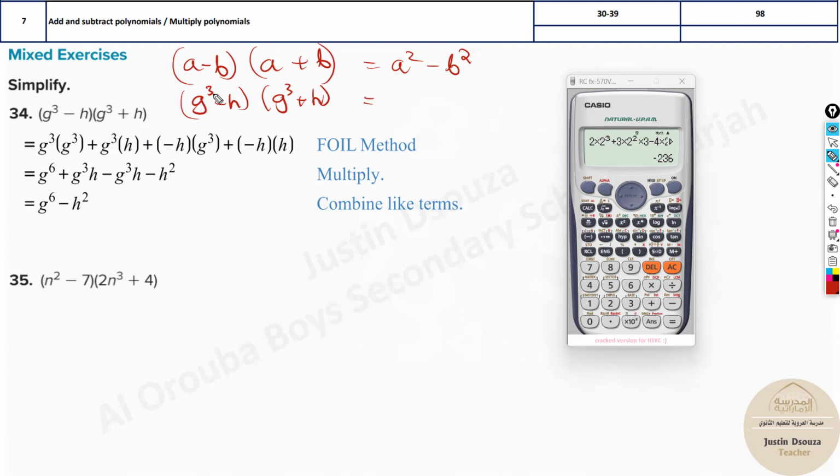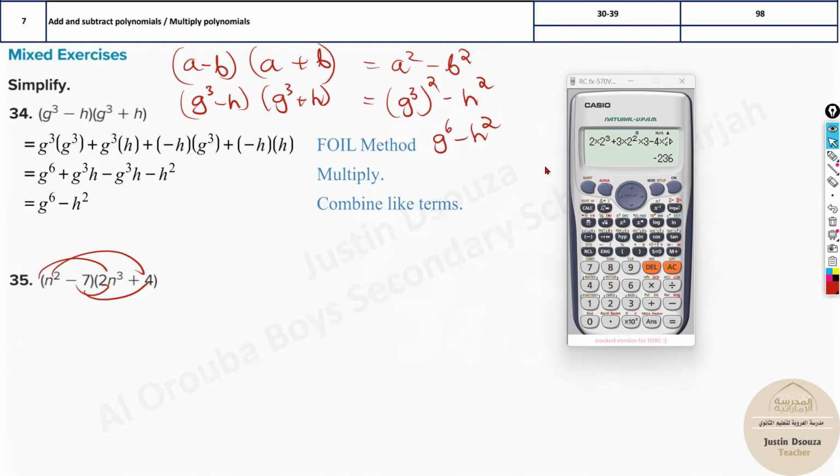So here, what is g? G is g. What is a? Sorry, the a value is g cubed, right? The whole squared minus what is b? B is h squared. This will be 3 times 2, that is g to the power 6, minus h squared. This is another simpler version. I would generally prefer doing this. It's not possible everywhere. Over here, it's not possible. Over here, you have to do FOIL. But this is a formula which you should remember. It's called the difference of squares.